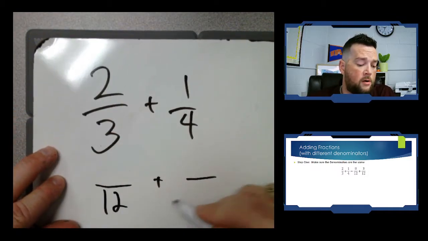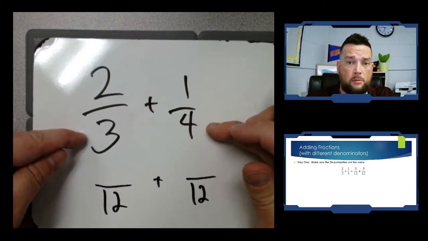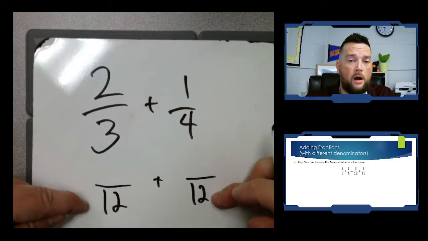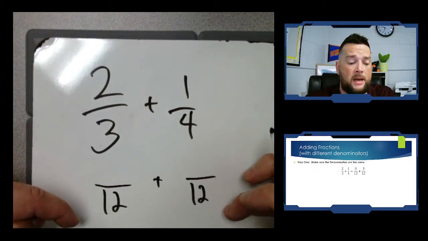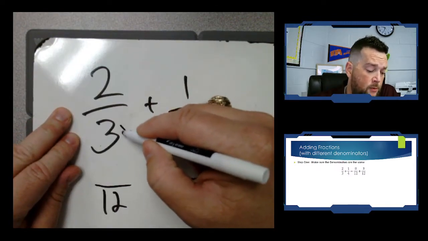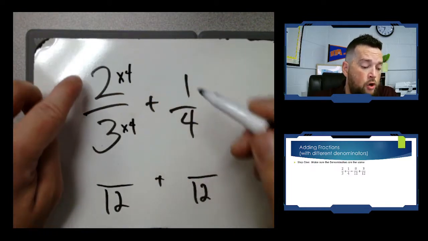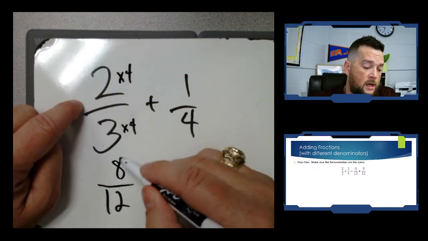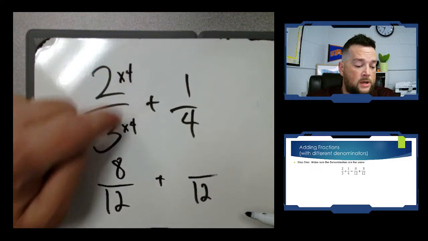So 3 times 4 would be 12. We know that 12 will have both of those as factors, because we just multiplied those two numbers, and so it'll make it easy for us to convert these to fractions. I had to multiply 3 by 4 to get to 12, so I'm going to have to multiply the numerator by 4 as well to get my new numerator. If 3 times 4 is 12, then 2 times 4 is 8.